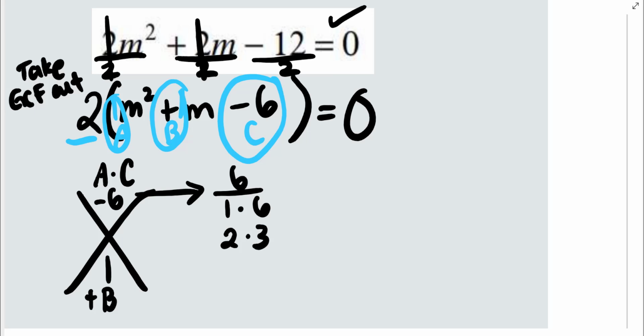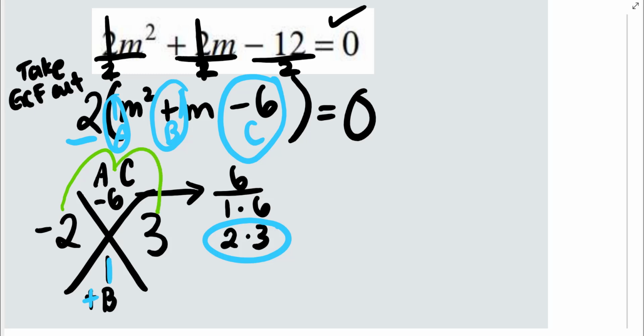So I only have 2 options, and the only option that's going to get me to adding to 1 would be 2 and 3. Now I want it to be a positive 1, so that means it would have to be negative 2. So again, let's check that these numbers are correct. Negative 2 times 3 is negative 6, and then 3 minus 2 is positive 1.